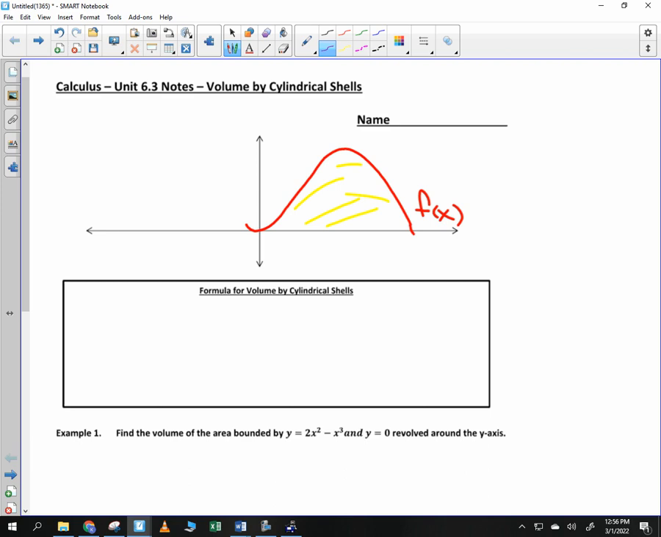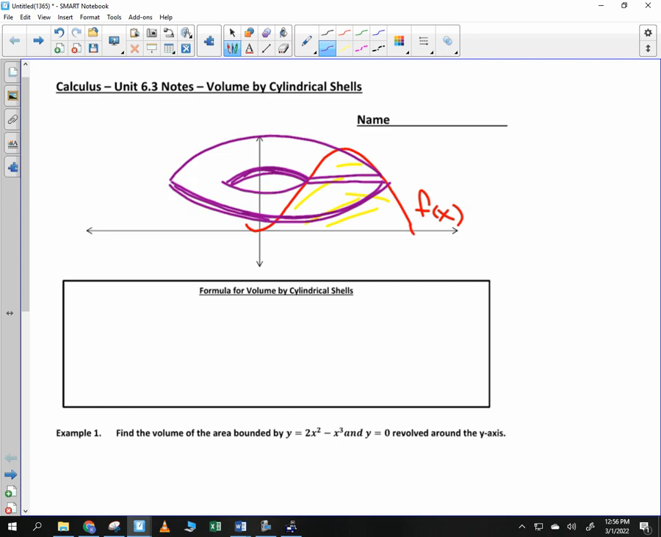Now, please don't draw what I'm going to draw now. You can draw what I have there, but don't draw what I'm going to draw next in purple. If I rotate it around the y-axis, watch what happens. I take that and I rotate it around. And who can tell me what shape I'm generating? A washer. Excellent.